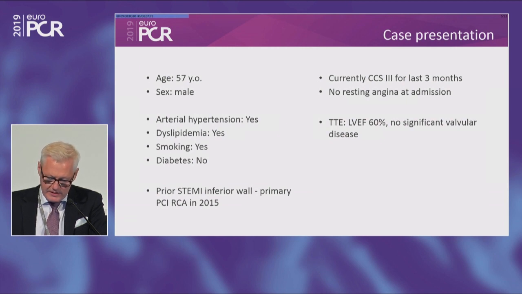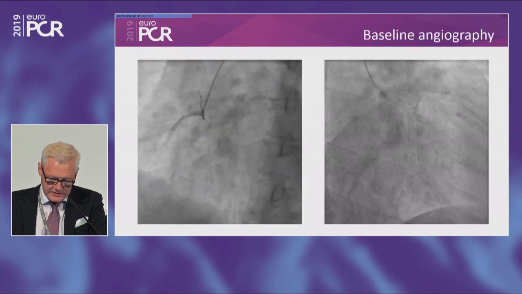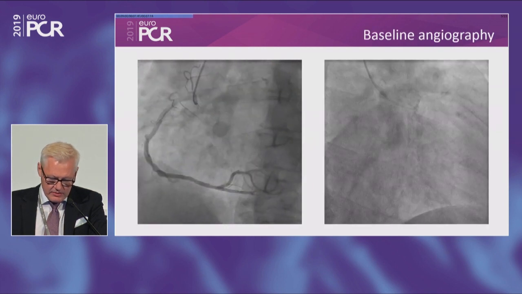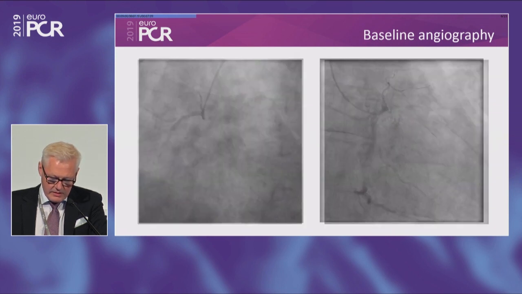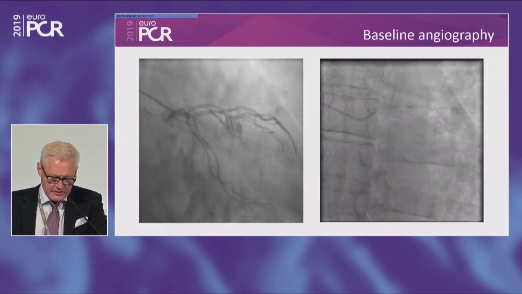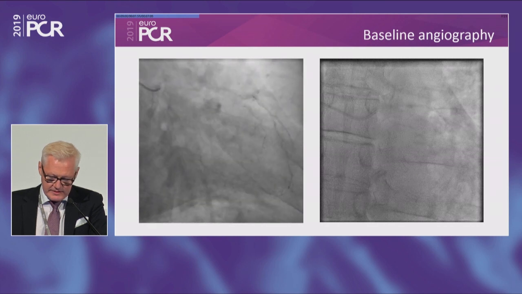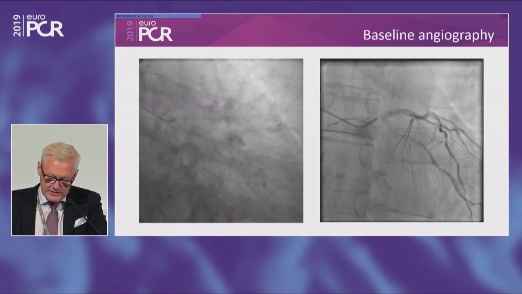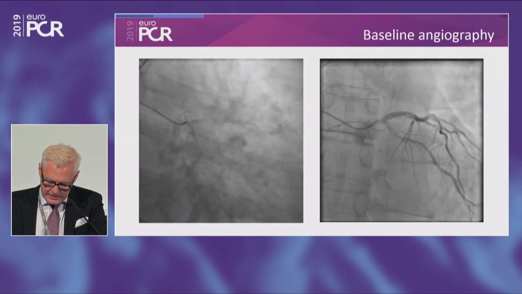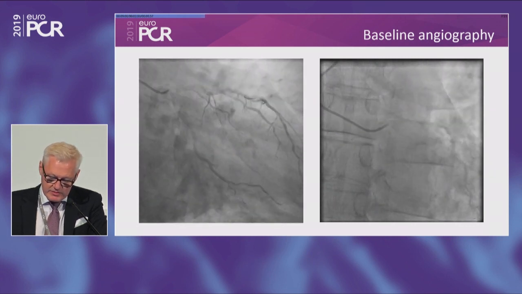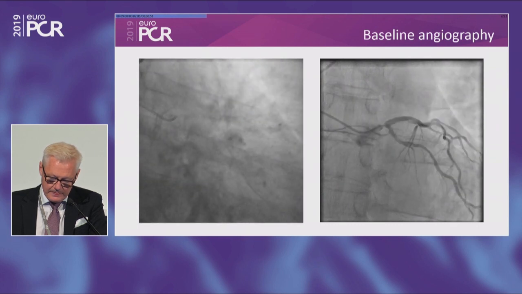the last 3 months with preserved ejection fraction, no significant valvular diseases. The right coronary artery is pretty normal. However, on the left main, on the left coronary system, we see the significant disease on the distal part of the left main. By angiography, it looks like isolated left main disease with some extensive calcium.